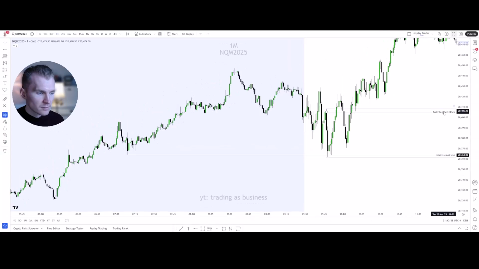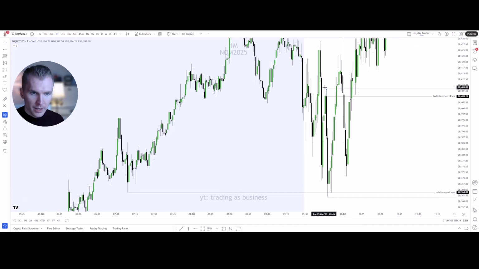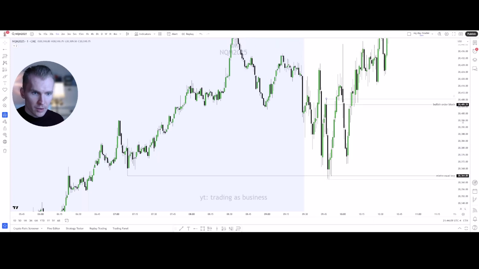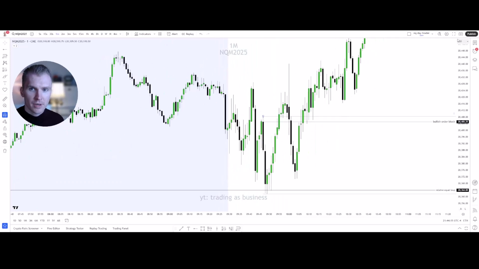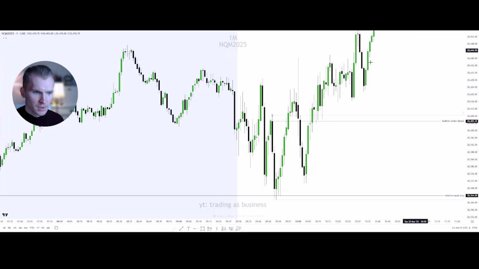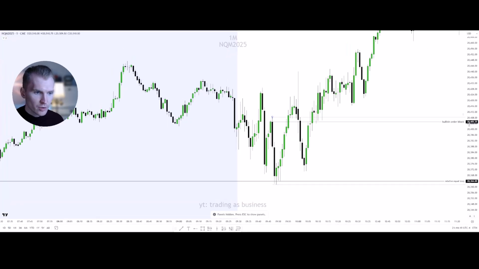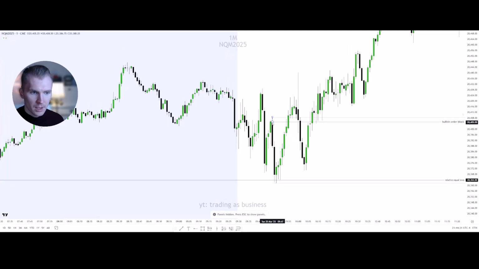Okay, then we have market structure shift right here. The intermediate term high being broken. Why it's intermediate term? Because this fair value gap from here was made new low.